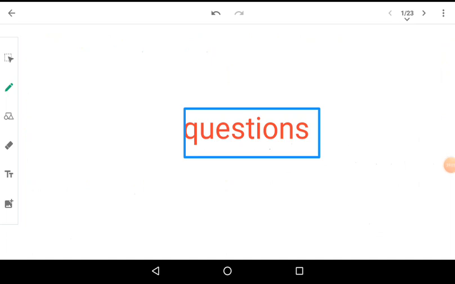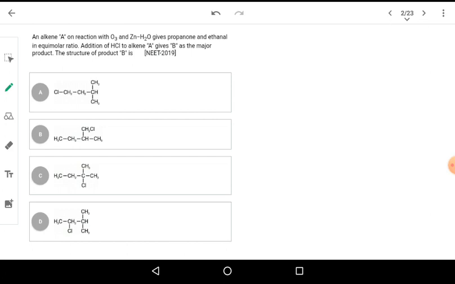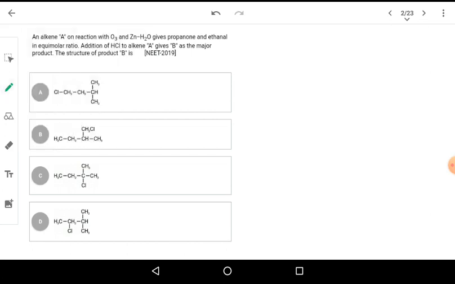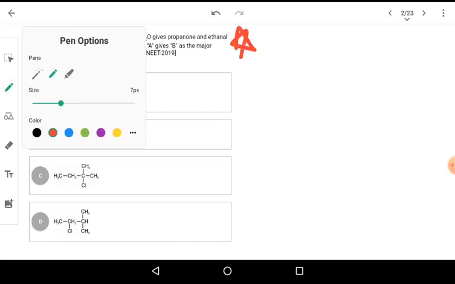Let us now quickly discuss some of the important questions related to alkenes and alkynes. Question number 1. An alkene A on reaction with ozone and zinc in the presence of water gives propanone and ethanal in equimolar ratio. Addition of HCl to alkene A gives B as the major product. Structure of the product B is. So here we have to use two reactions at the same time. It's a very important question which was asked in NEET 2019. Let us see how to solve such type of questions.